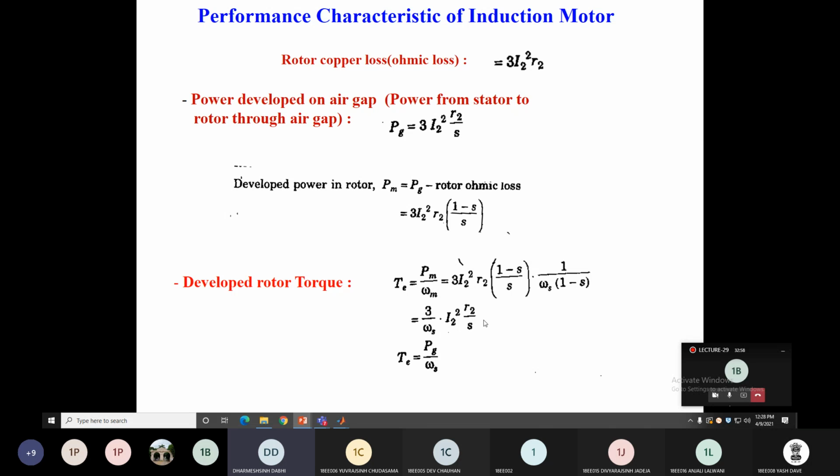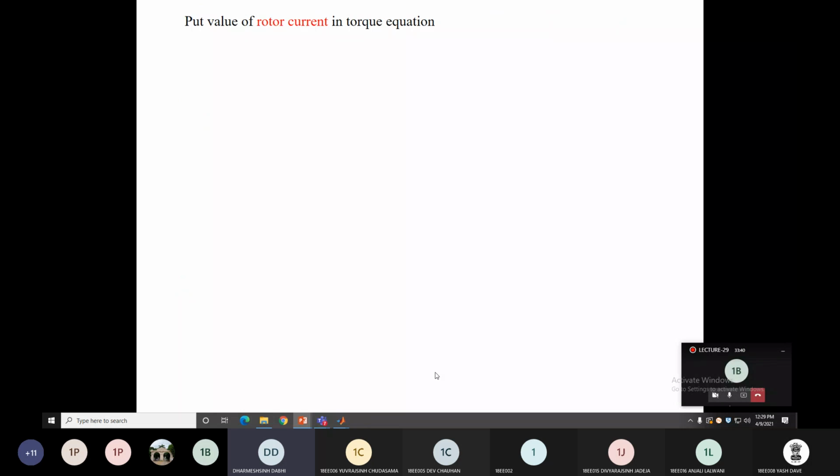Now simplifying this, the 1 minus S cancels out here. So finally the equation of torque becomes 3 divided by omega S, I2 square into R2 divided by S. As you know, 3 I2 square R2 by S is nothing but the air gap power, so this is replaced by PG. So electromagnetic torque is equal to air gap power PG divided by synchronous speed. Another equation of torque is motor power, or power developed in the rotor, divided by motor speed. Another equation is air gap power divided by synchronous speed.